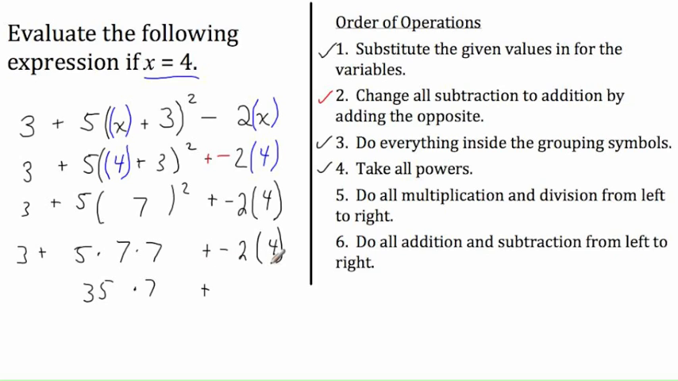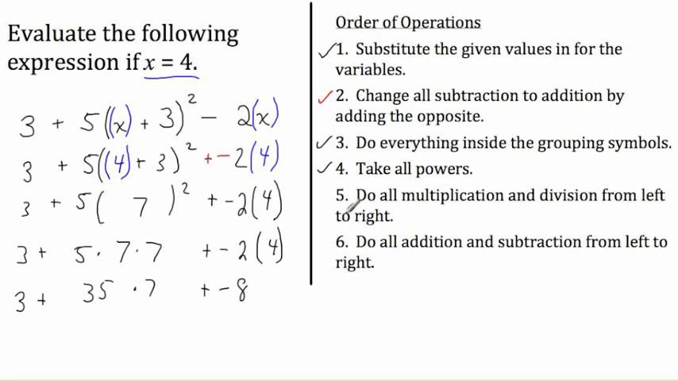Plus negative 2 times 4. We're still in the multiplication step, so we can do this, and whenever we multiply, we should take care of the signs first. It's a negative times a positive, and anytime we have a negative times a positive, the answer is negative. 2 times 4 is 8. Bring everything else straight down. Make sure that you don't forget anything.